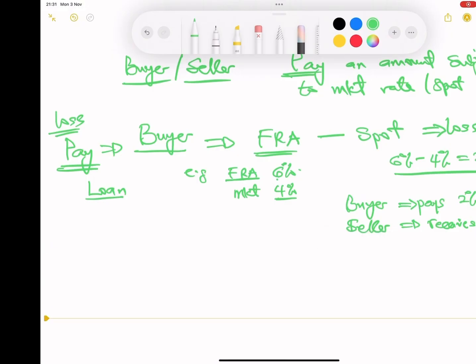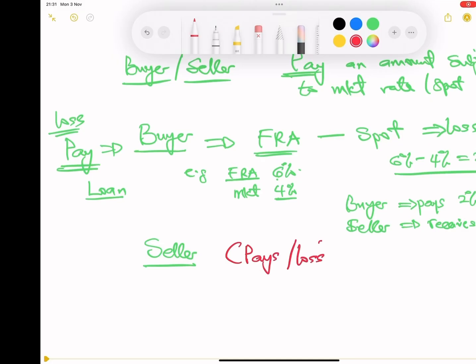Similarly, the same thing goes for the seller, but in a different direction. For a seller who will have to pay, which means a seller who will be making a loss, using this formula, this time around, it's going to be the spot, the market rate, minus the FRA.